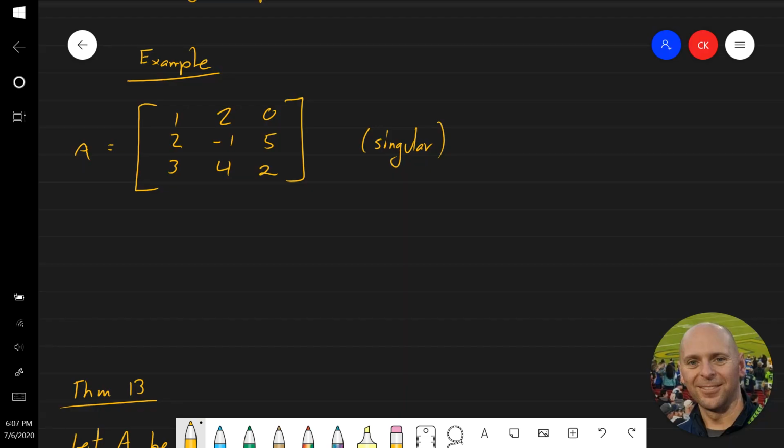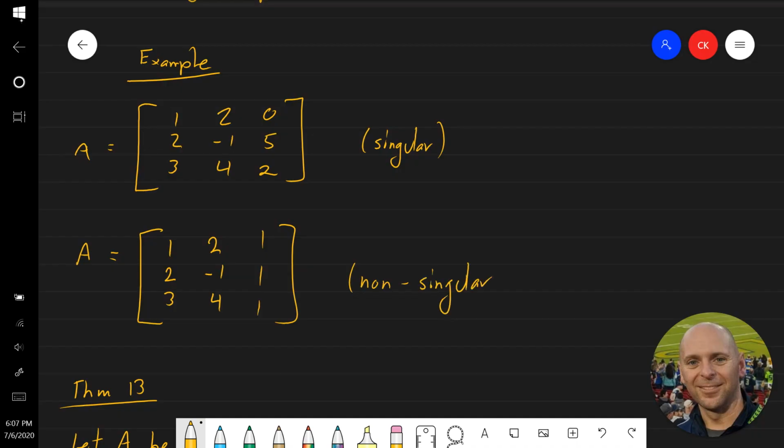If we wanted to make a non-singular matrix, we could swap out that third column for something else. I'll just put in 1, 1, 1. And if you were to row reduce that, you would find that it ends up being the trivial solution only for the homogeneous equation. So by our definition, this is now non-singular.